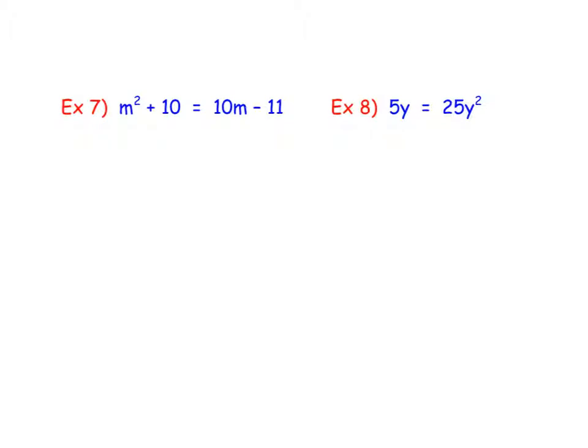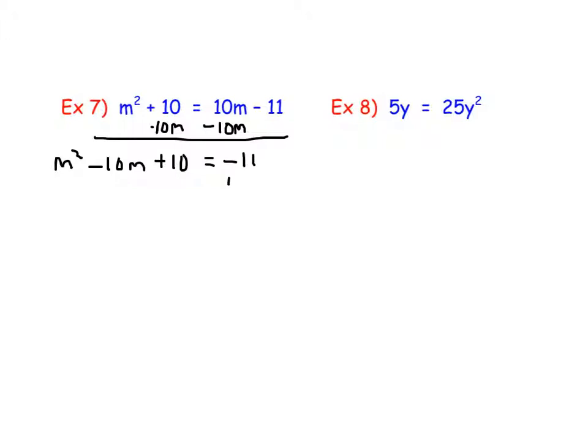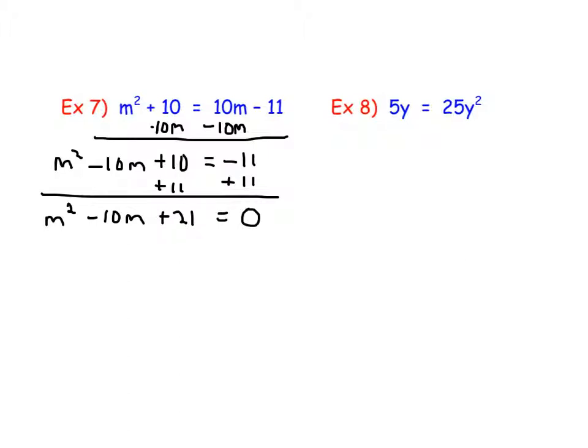So I'm going to move everything to the left and set it equal to 0. If I subtract 10m from both sides, and then I would add 11 to both sides. I'll just do it one at a time. So subtract 10m, so I'd have m squared minus 10m plus 10. I'm just going to put it in the middle because I want that m in the middle, equals a negative 11. So then if I add 11 to both sides, now I would have m squared minus 10m plus 21, and then I have to have it equal to 0.